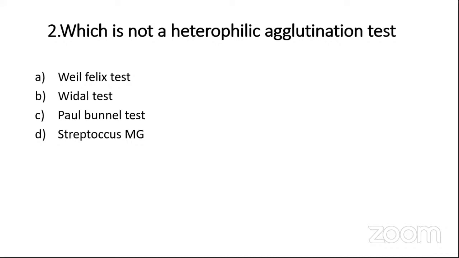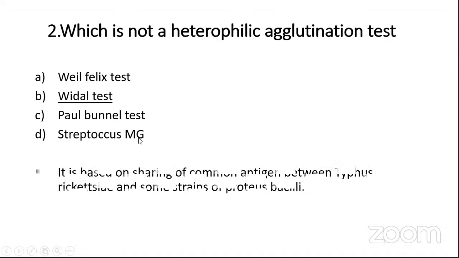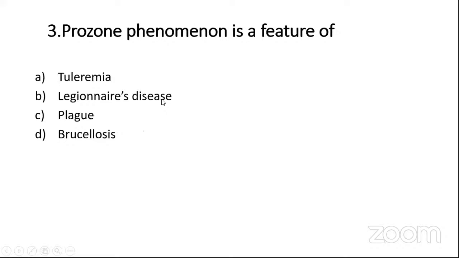Okay. Then which is not a heterophilic agglutination test? Weil-Felix, Vidal, Paul-Bunnell, Streptococcus MG. Vidal test. Vidal test is done for diagnosis of typhoid fever. It is mainly based upon the antigen sharing between the organisms.